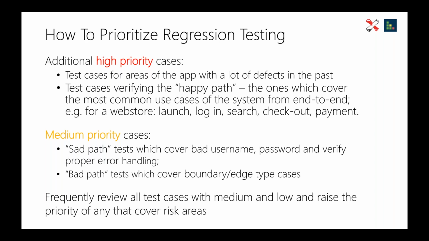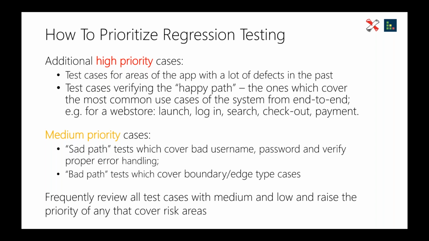And then we have what I rated here as medium: some edge type cases. If you type in something that is wrong, the opposite of the happy path is the sad path or bad path, where you test some boundaries and edge type cases, and you have bad usernames and passwords to verify if the system responds properly with error handling. There's no one size fits all, but this is a best practice on how to start prioritizing and rating your test cases, and where you should get started.